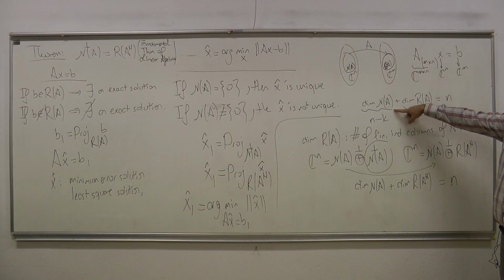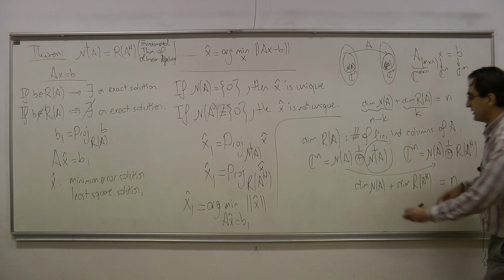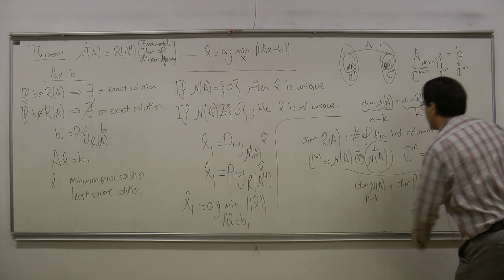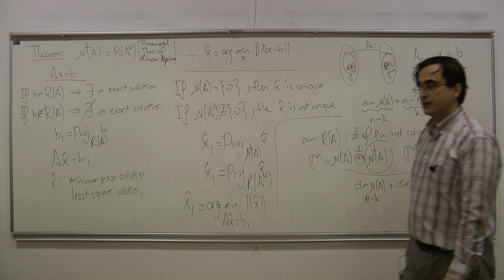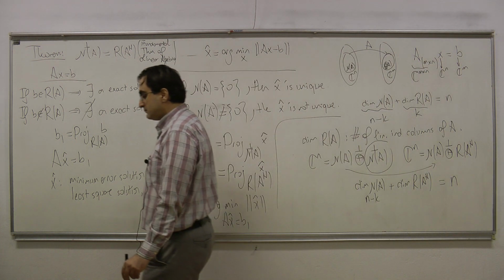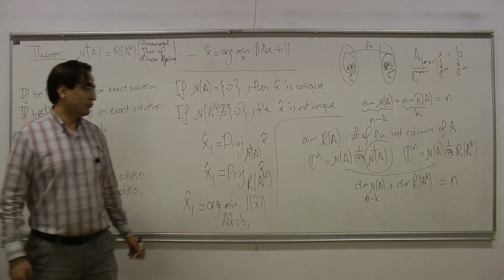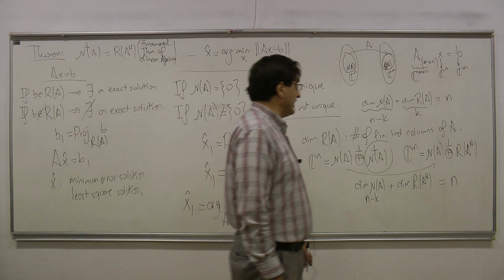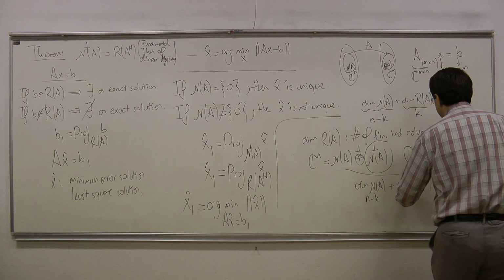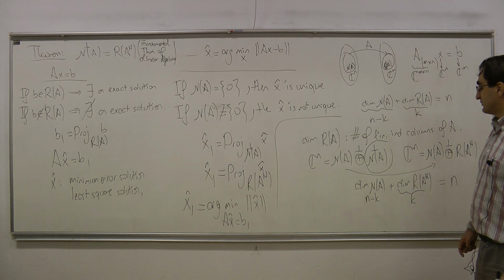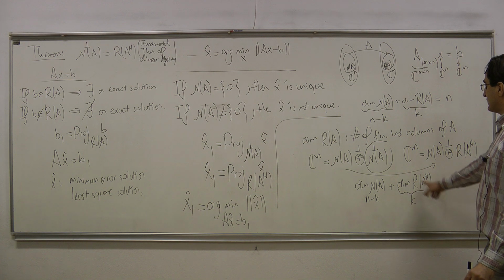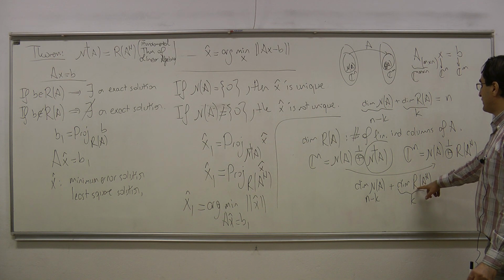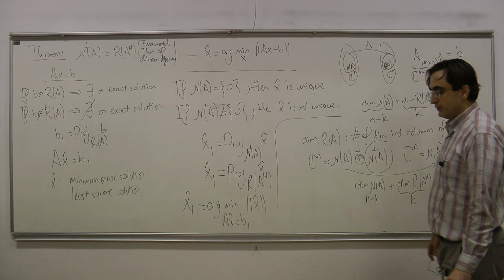I know that the dimension of null space of A is n minus k. What about the dimension of range space of A Hermitian then? So just subtract n minus k from n, and you will see that this has the dimension k. All right? So then, what is this dimension? Dimension of range space of A Hermitian.